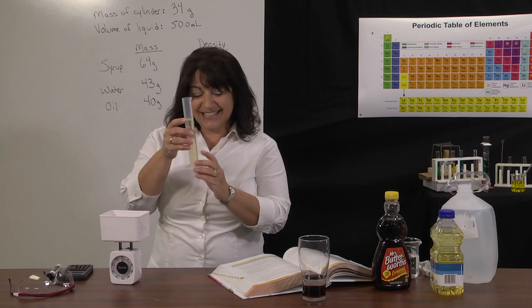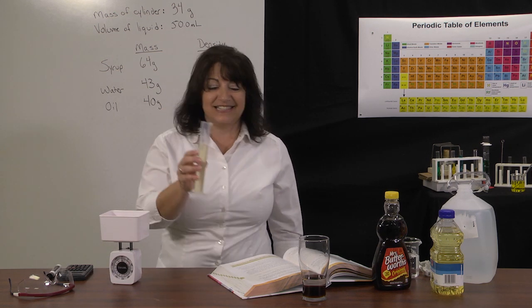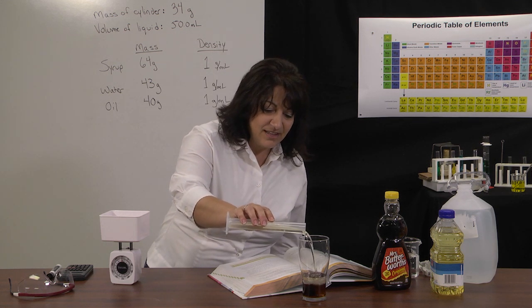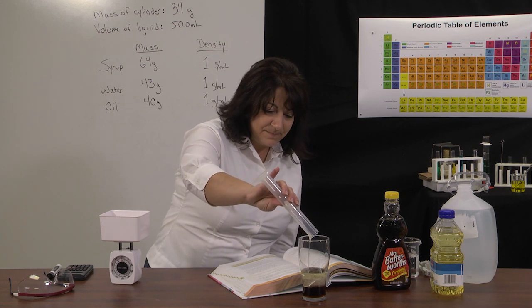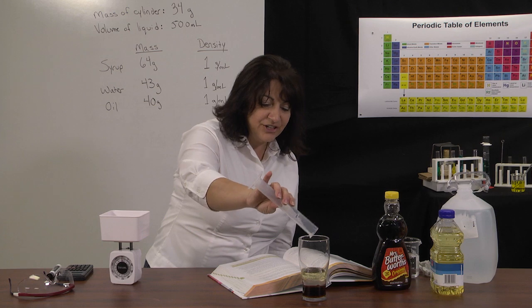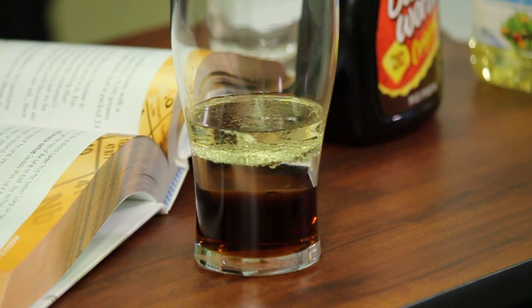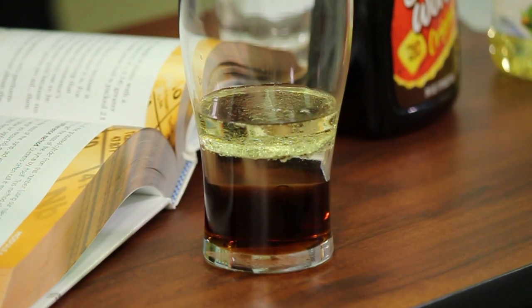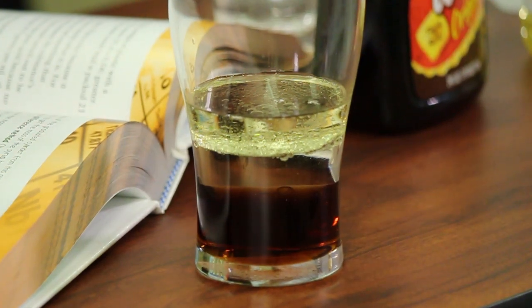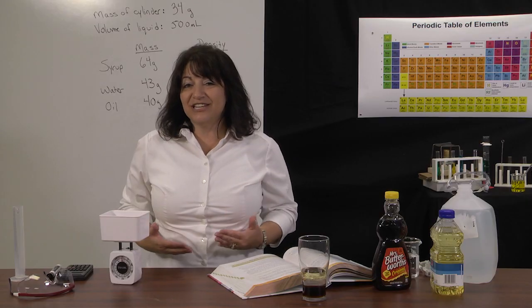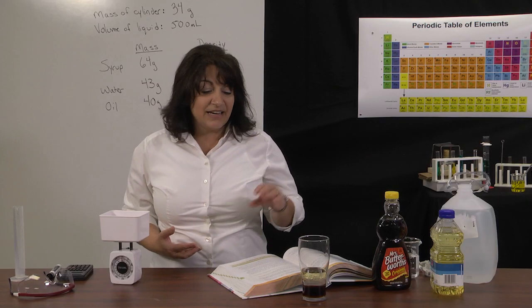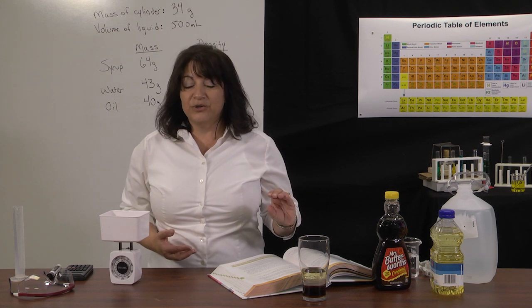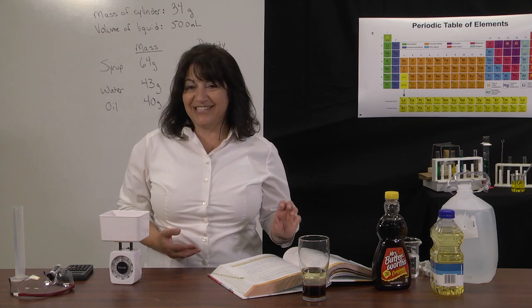I'm going to take this and see if indeed this is less dense than water. And sure enough, the oil floats on the water, which means it is less dense than the water. So the increasing density from least dense to most dense of the 3 liquids that we looked at would be the oil, then the water, which is more dense, and then the syrup, which is more dense than that.